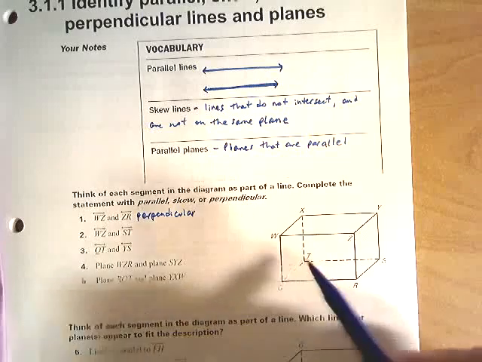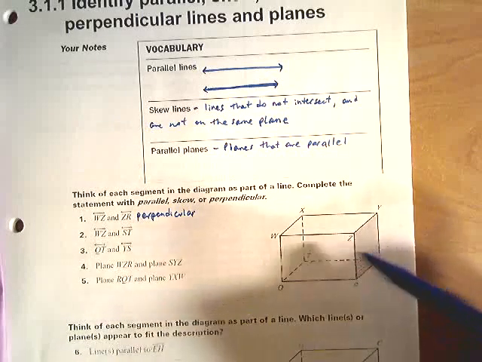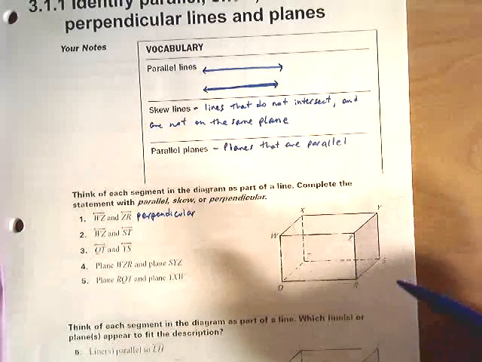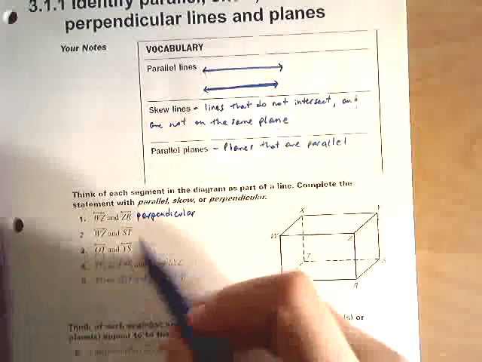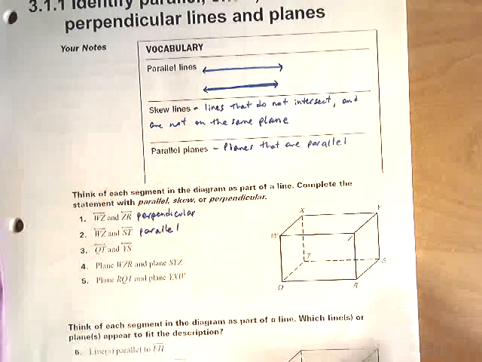WZ and ST. Okay, so I have this line up here and that line down there. Well, they seem to be moving in the exact same direction, this bottom back edge and this front edge, and they continue to stay the same distance apart, right? So that would mean that they are parallel.